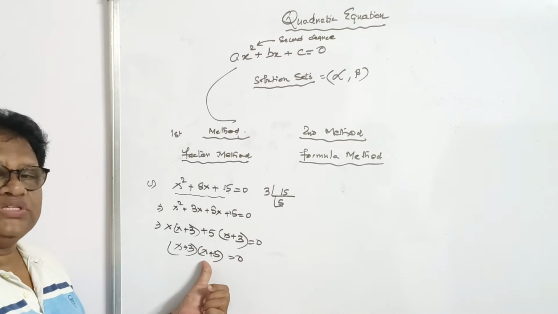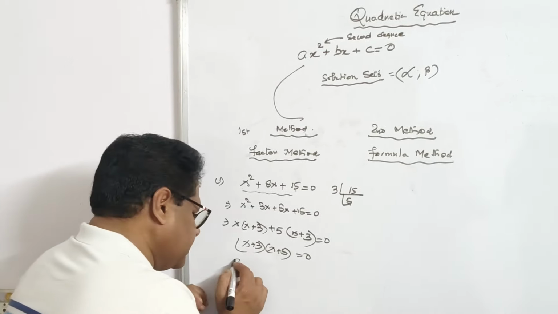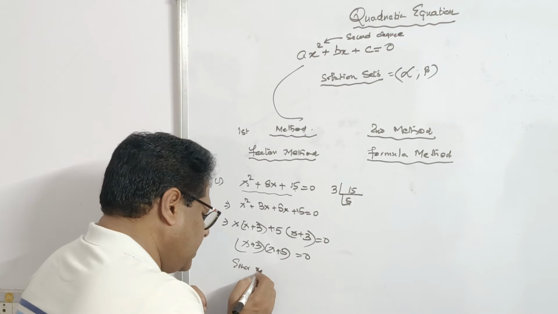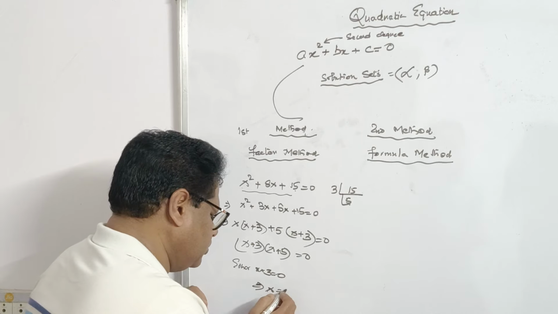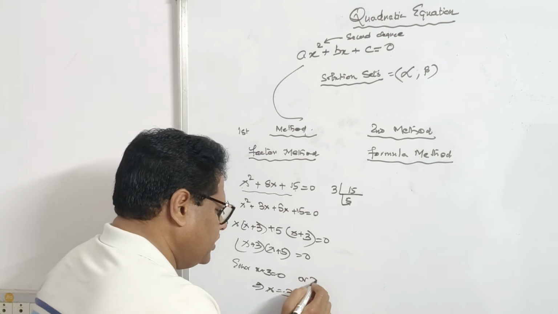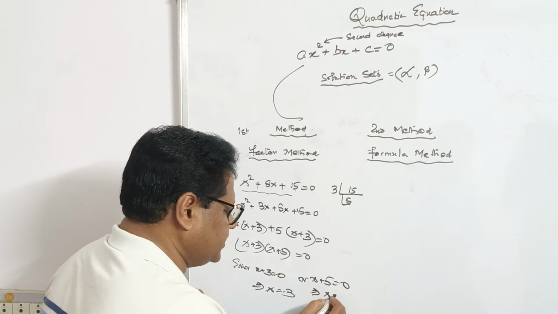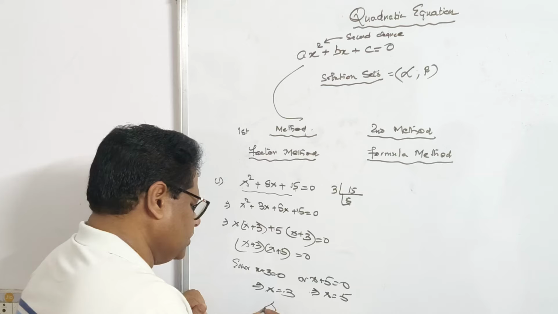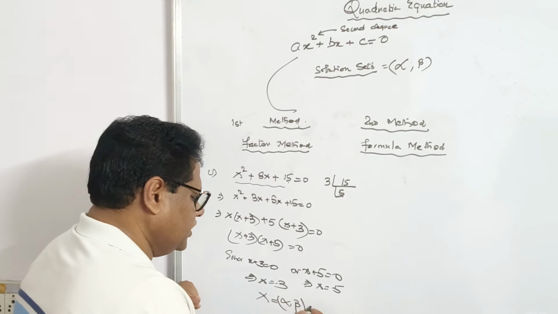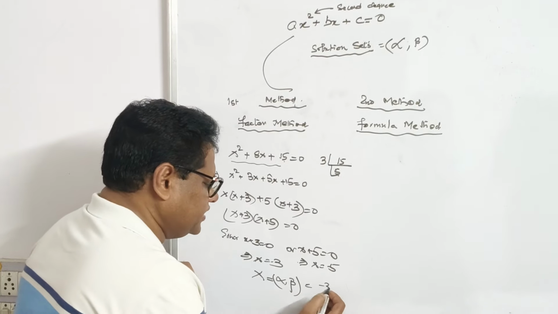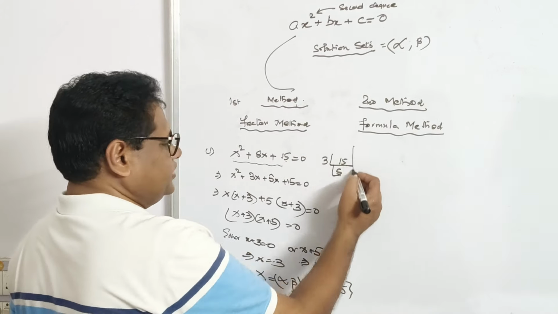Now if a into b is 0, either a is equal to 0 or b is equal to 0. So we can say either x plus 3 equals 0, this means x equals minus 3, or x plus 5 equals 0, this implies x equals minus 5. So the solution set, which means alpha, beta, is namely minus 3, minus 5. Now let's come to the formula method.